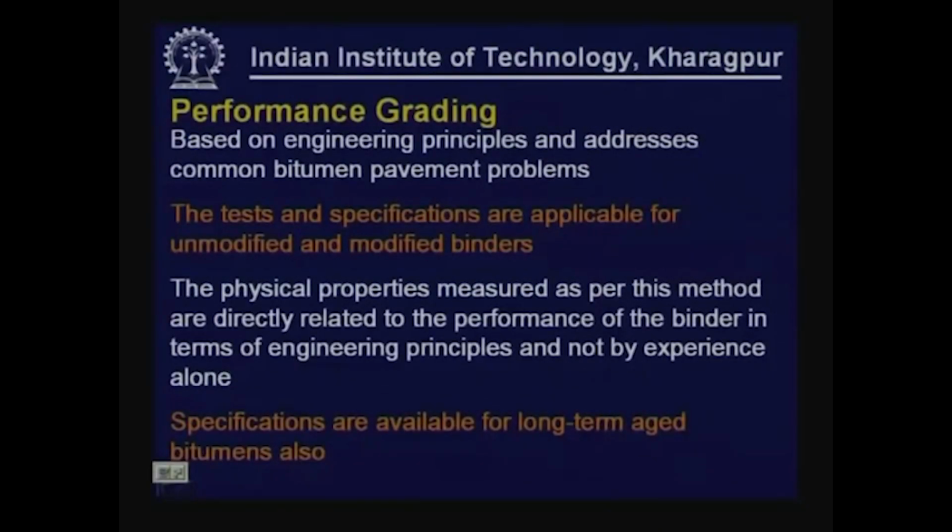The tests and specifications are applicable for unmodified and also modified binders. There is no mention of whether it is a 60-70 binder, 30-40 binder, modified binder, or neat binder. Irrespective of the binder type, it can be generalized. The physical properties measured as per this method are directly related to performance, because in this specification we will not generally be talking about penetration or softening point. The specification will be in terms of more fundamental parameters.